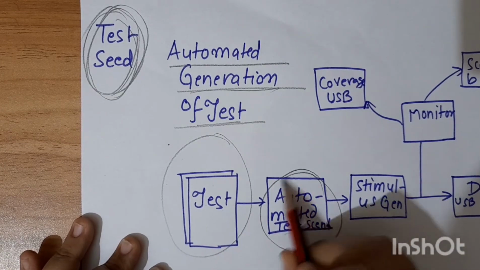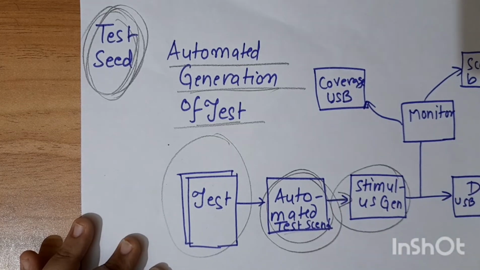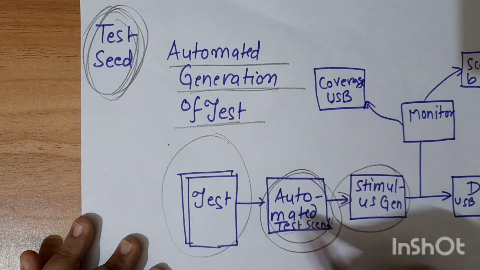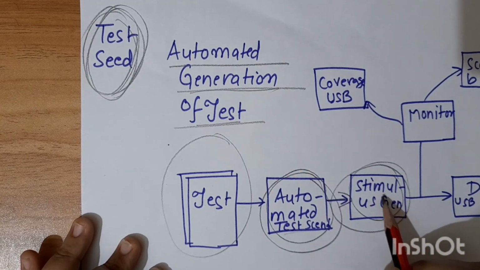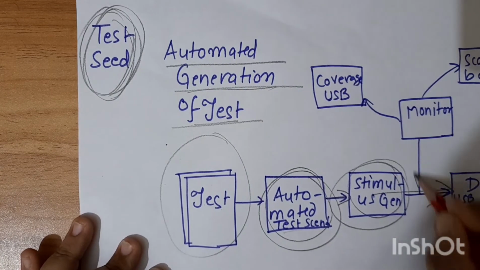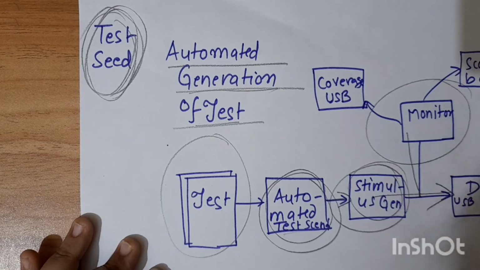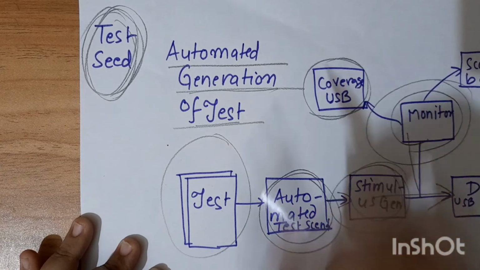Automated test will give automated test scenarios that would be sent to the stimulus generator. What will the stimulus generator do? After the test generates the packet, the stimulus generator will send those packets to the DUT interface. And from the interface, the monitor will observe the inputs which have been generated because of the particular seed of the test. And that would be covered by the coverage block.